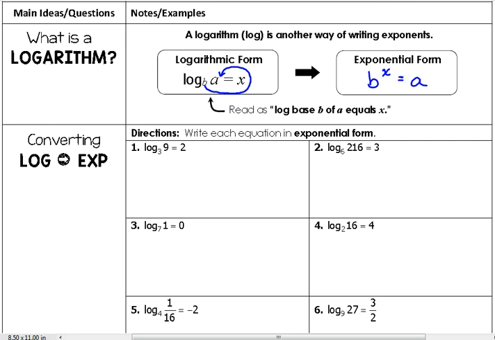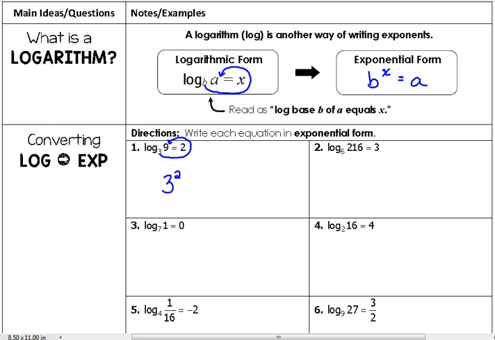Okay? The base is always the same. The base of the logarithm is always the same as the base of the exponential. So we're going to write these equations here in exponential form. They're in logarithmic form, and we're going to write them in exponential form. So we start with the base, we swoop around, we end up back in the logarithm.